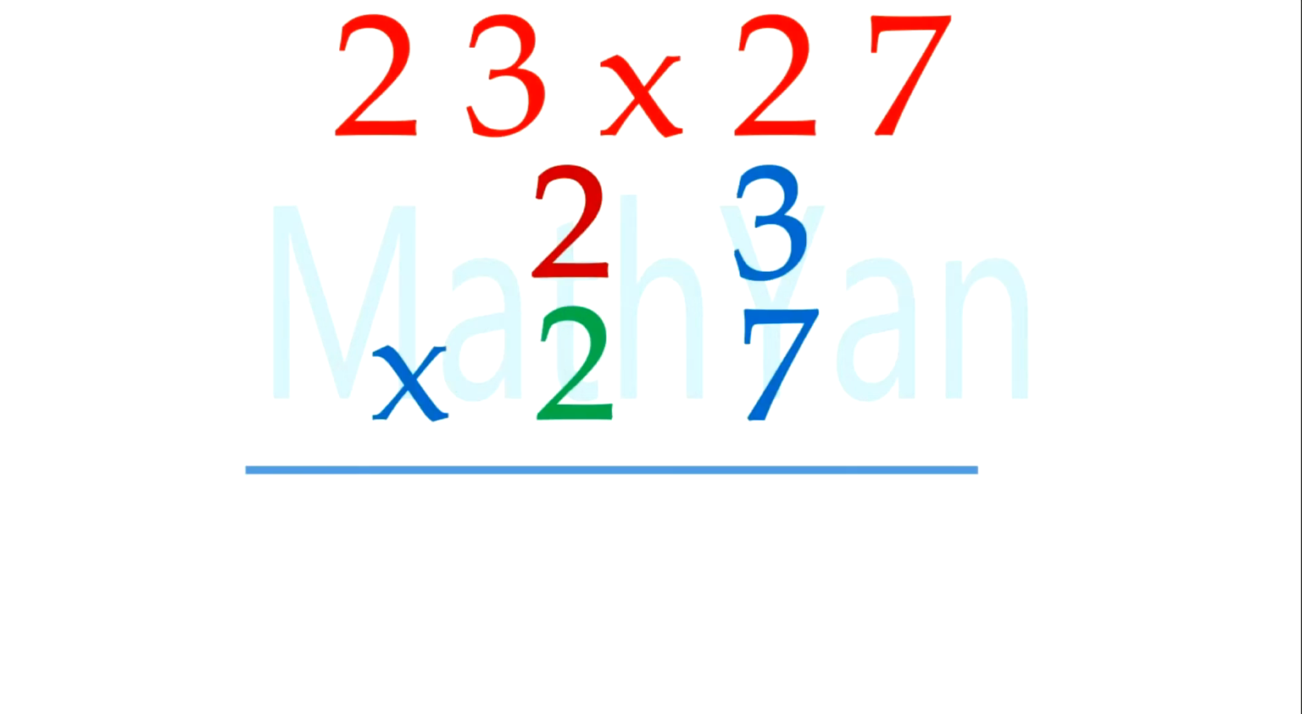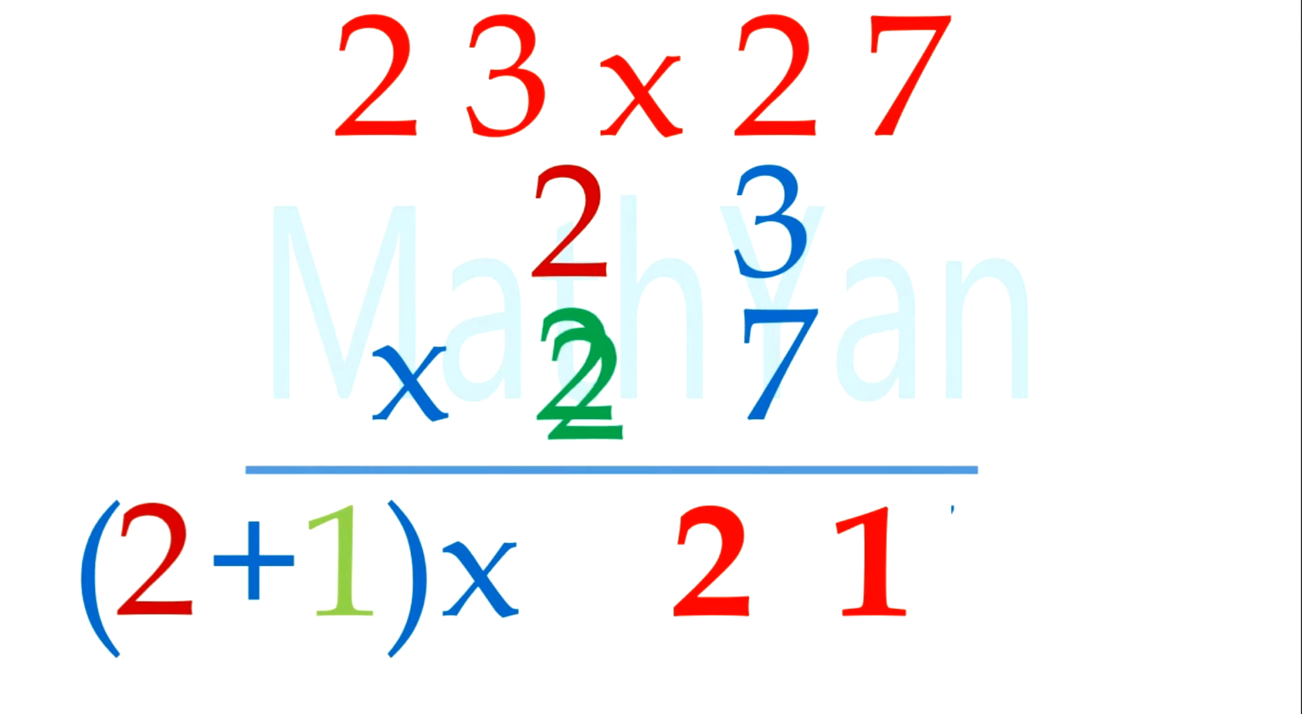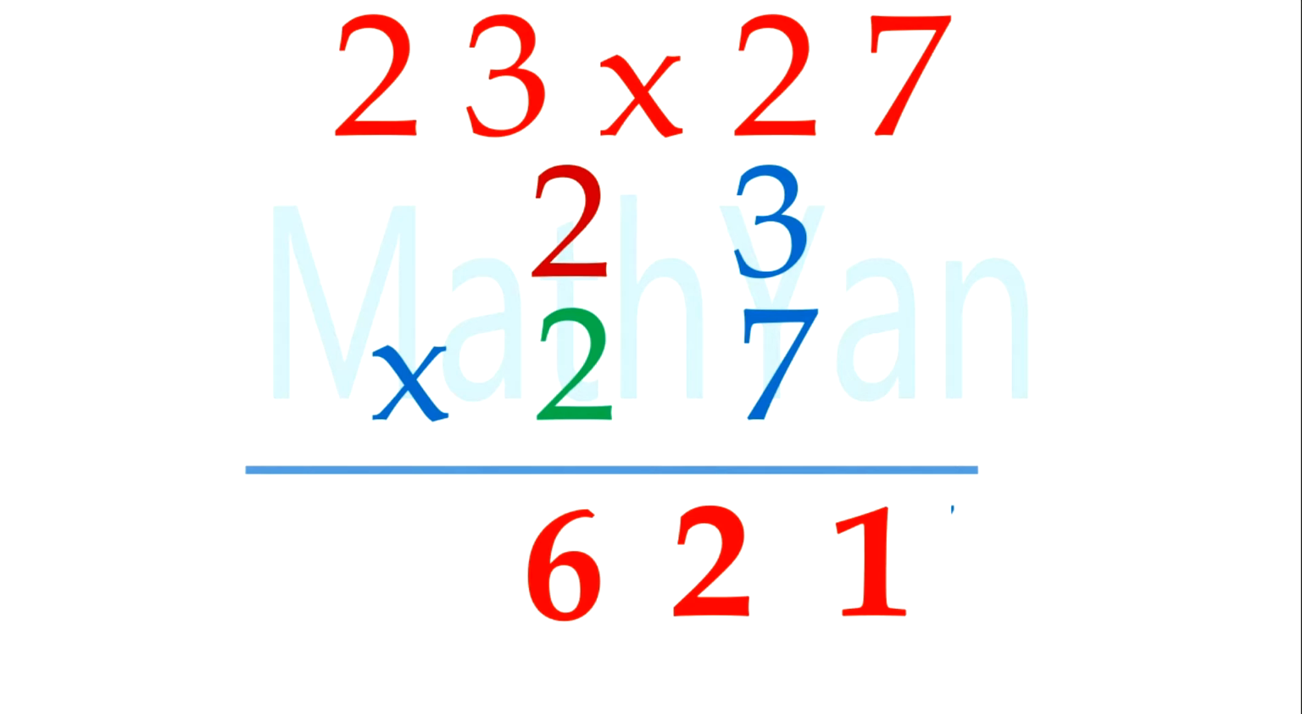First question. 23 times 27. Now you see, 3 plus 7 must be equal to 10, and 2 must be equal to 2. Must be the same number. Okay, let's start. 3 times 7, use your times table, is equal to 21. Just put down 21. For the 2 here, you need to add 1, then multiply by this 2. So 2 plus 1 is 3. 3 times 2 is equal to 6. So the answer is 6, 2, 1. 23 times 27 is equal to 621.